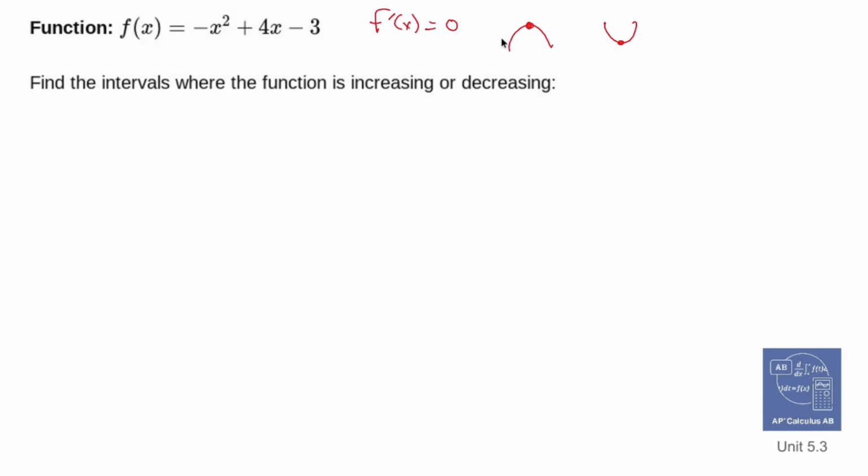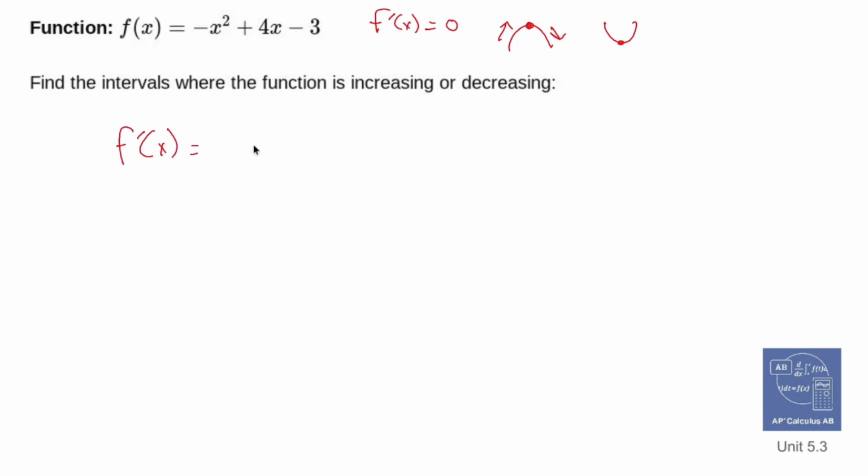If the derivative is positive, your function is increasing. If the derivative is negative, it's decreasing. So what we need to do is find the critical points and make a sign graph based off of that information.